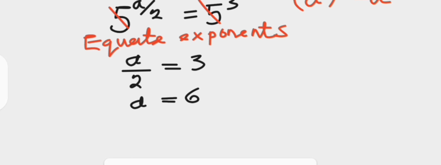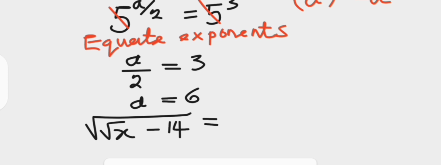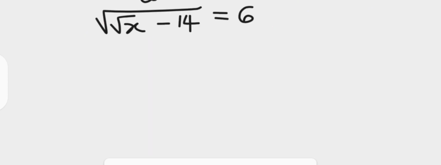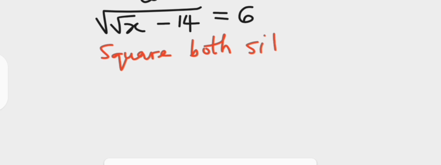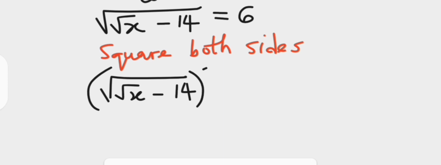At this point, we are going to bring back what a is representing, so that the equation becomes the square root of x minus 14, that's a, equal to 6. So we have changed the variable back from a to x, which is the original variable. And what we do next is to square both sides, so that the equation becomes the square root of x minus 14, squared on the left hand side, and on the right hand side we have 6 squared.